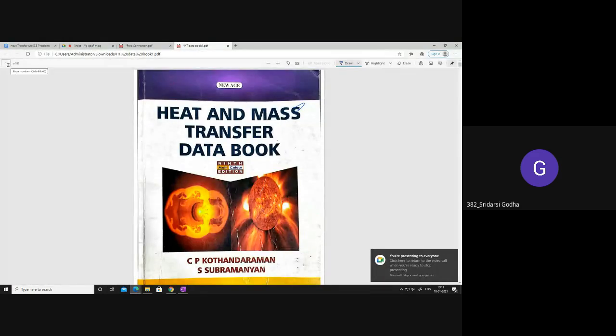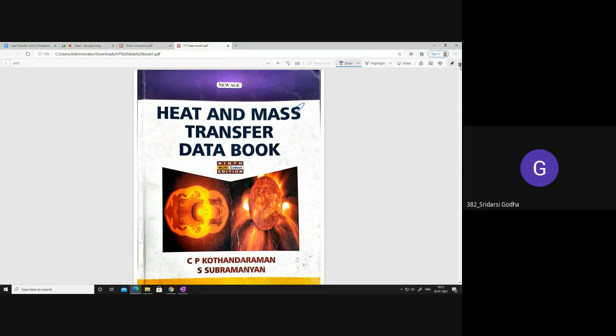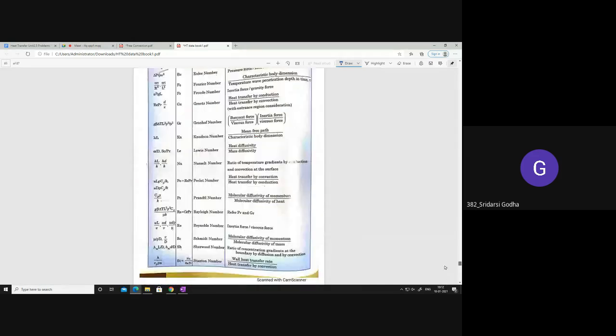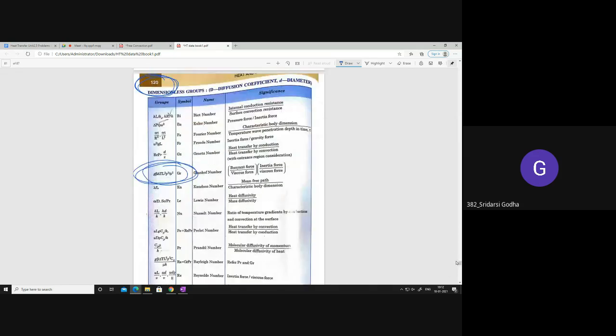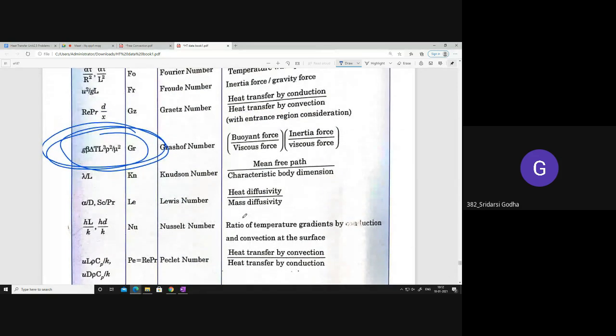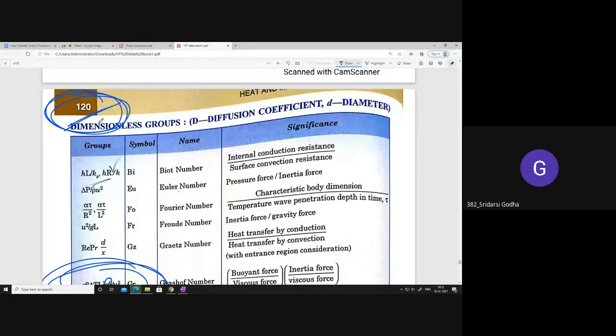If you forget the formula for Grashof number, that is also available in page number 120 of your data book. It is given in dynamic viscosity terms here, but I'll take it in kinematic viscosity terms by removing this rho term. Please remember page number 120. Whenever you forget a formula for a given dimensionless number, you can come to this page in the data book, remember it properly and then write it.